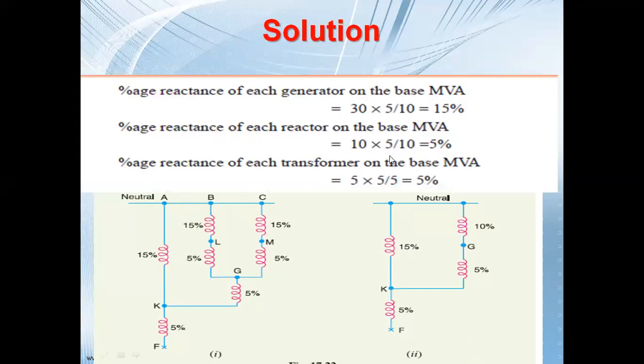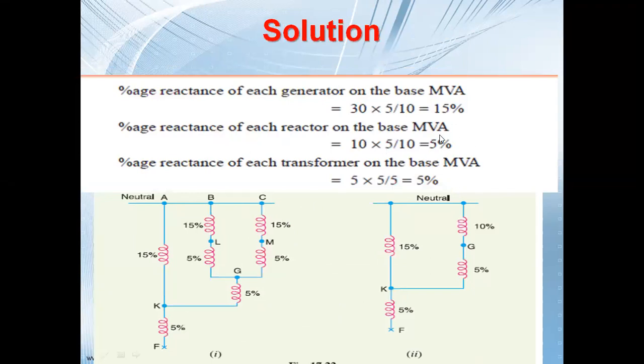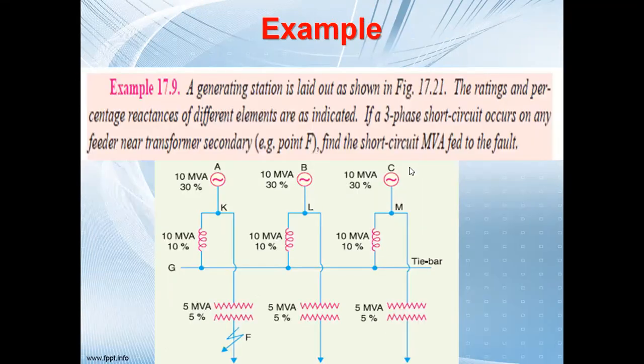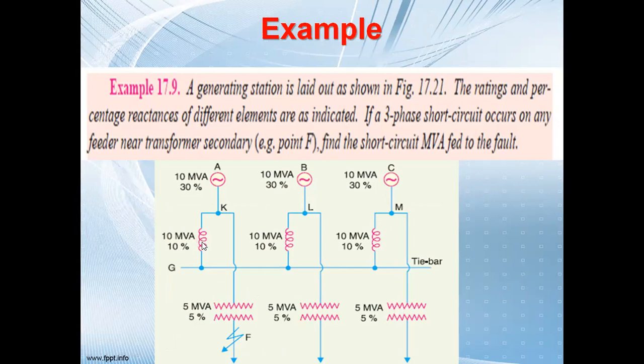Now for the reactor, it is 10 MVA rating. The percentage reactance value is 10%. So again, the same thing, it will be 5%. Then for these particular transformers, these are all 5 MVA. Now if it is 5 MVA, there will not be any change. Now if you see the reactance diagram, you see these two are 15%, and in addition there is a 5% reactance of these particular reactors.